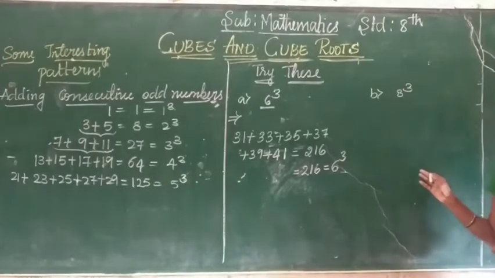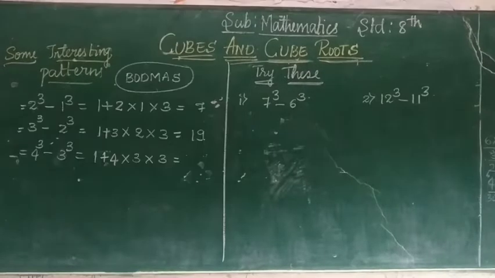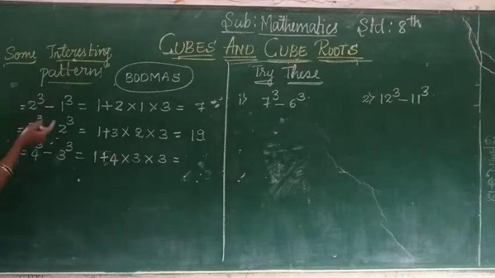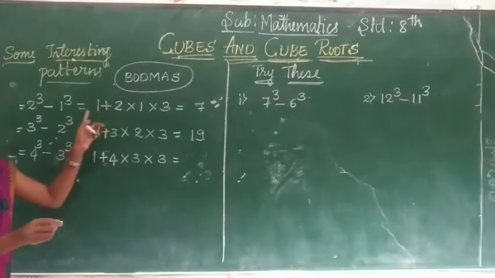Right children, all of you. Children, now come to the next pattern. The next pattern is like this. Subtraction of 2 cubes. See here, 2 cube minus 1 cube. We can get the answer for this question by using this pattern. This is a new pattern.